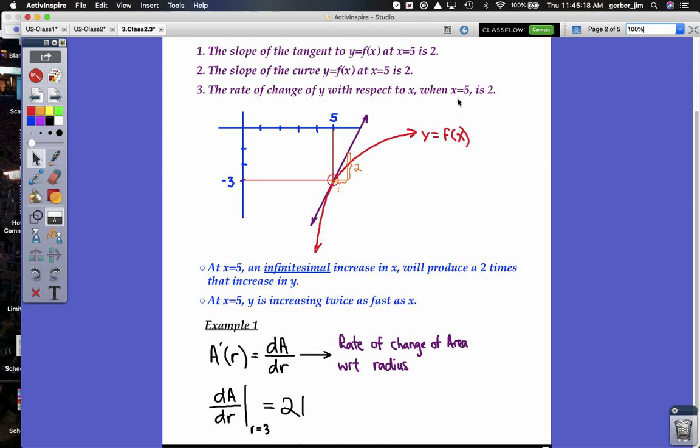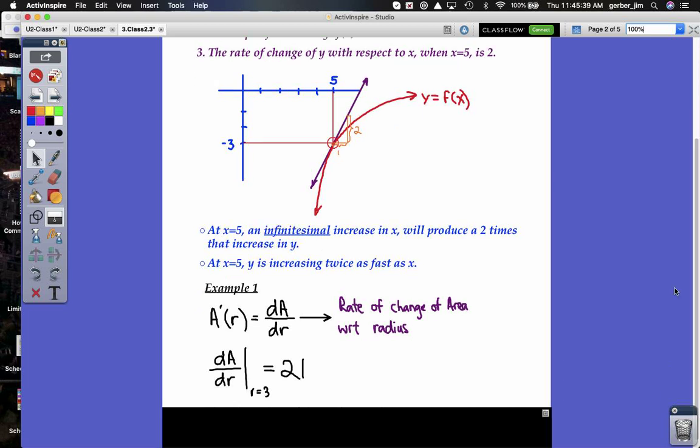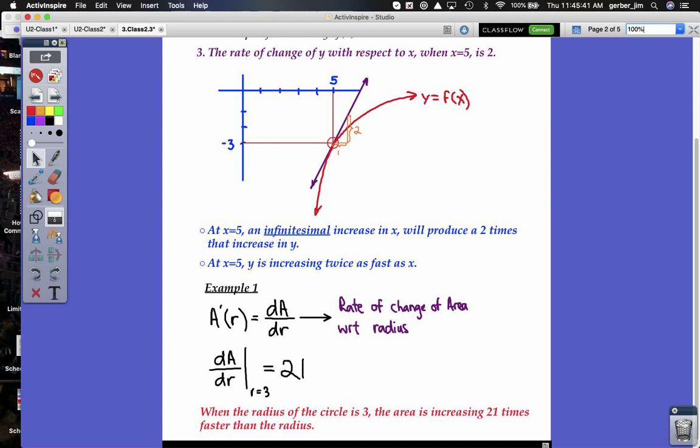Perhaps a better way of thinking of it is when the radius is 3, an infinitesimal increase in radius will produce 21 times that increase in area. Or I can say that when the radius is 3, the area is increasing 21 times as fast as the radius. And that's probably the best way to think of it.